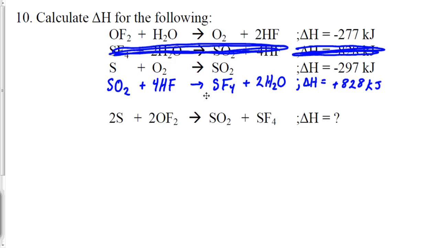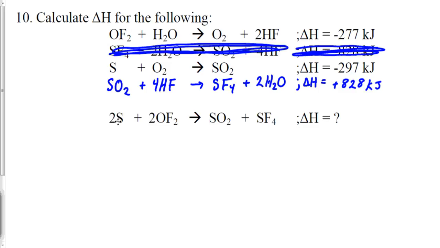Now I want to start looking at the numbers. I need 2 S's. So you should already be looking. I don't have 2 S's, so there's going to be a little bit of a problem there. Let's see. I need 2 OF2s. Dang it! I only have an OF2 up there. I need an SO2. Well, that's looking good. I've got an SO2. I need an SF4, and that looks good.